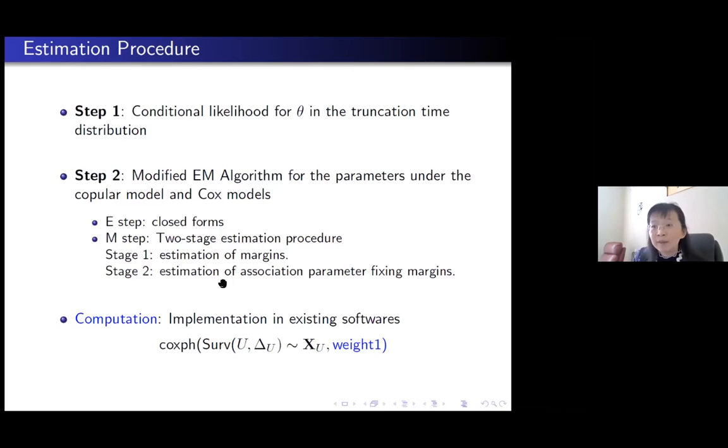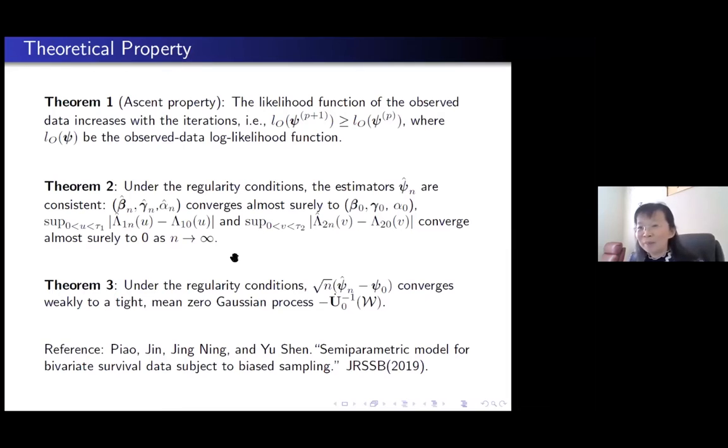So then updating the parameters of a margin distribution can be easily implemented by existing programs for the Cox model with a weight option. So you can see, although the estimation procedure involves multiple steps, the computational code is not that complicated due to the closed form in the E step and existing programs for the M step. We have established the large sample properties of our estimator. I will skip details here. If you are interested, you can find the technical details in our paper.